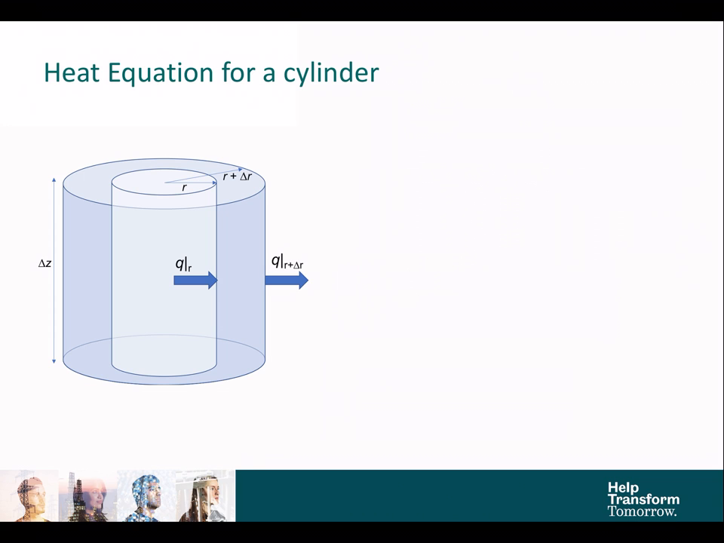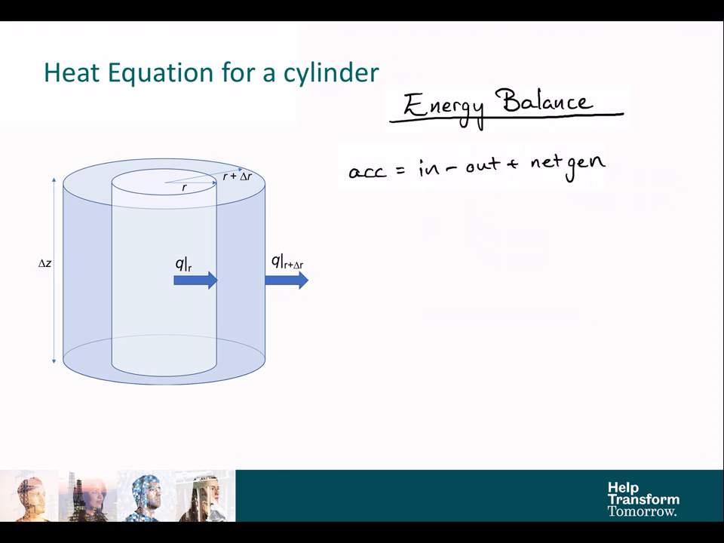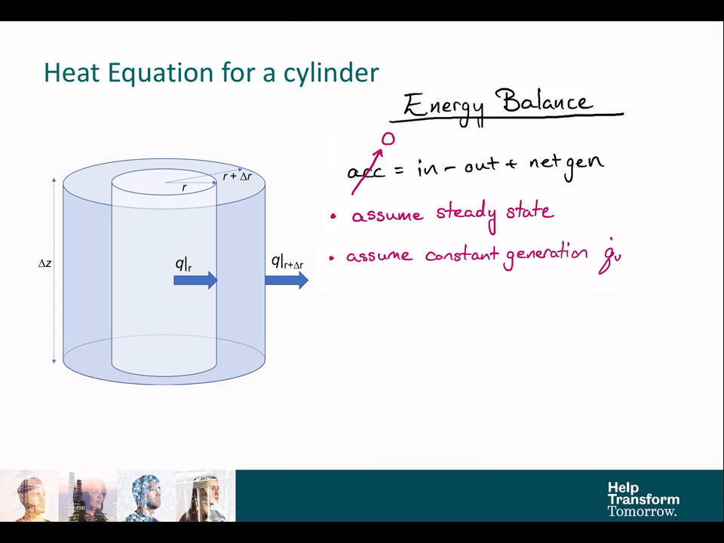All right, so for our heat equation, we'll start by writing out our energy balance, which is accumulation is in minus out plus net generation. And we'll make the assumption that we're at steady state, so our accumulation term can go to 0. And we'll also assume that we have a constant volumetric generation term. And that just simplifies things for us. And it's not a bad assumption.